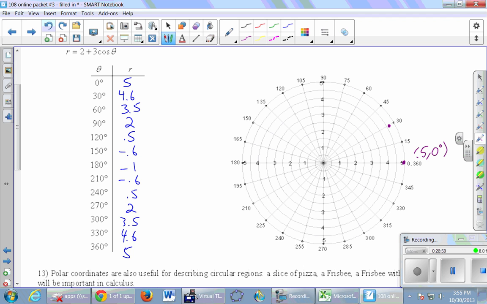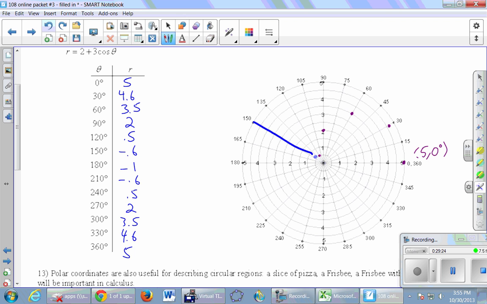So the next one is 60 degrees at 3.5, and then 90 degrees at 2, 120 degrees at 1/2. Okay, and then things get funny. 150 degrees, but we go negative 0.6. So 150 degrees is this line right here. And so going out to 0.6 would normally be there.